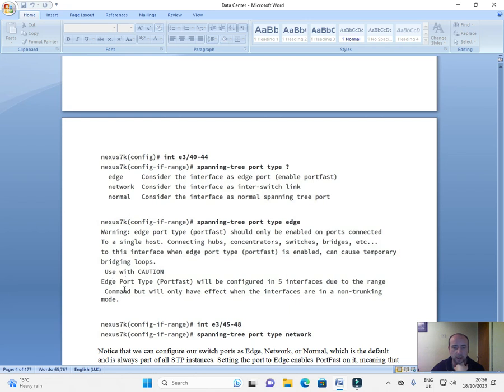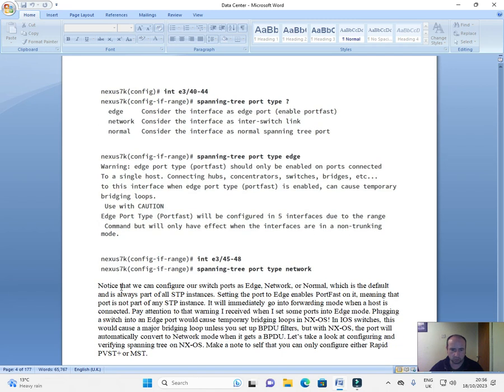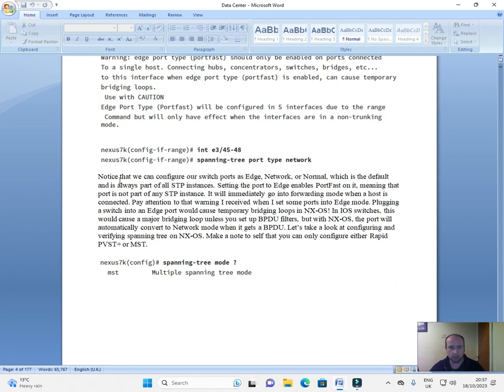when edge port type (port fast) is enabled, can cause temporary bridging loops. Use with caution. Edge port type port fast will be configured in 5 interfaces due to the range command, but will only have effect when the interfaces are in non-trunking mode. Nexus 7K config-if-range int e3/45-48. Nexus 7K config-if-range spanning-tree port type network.